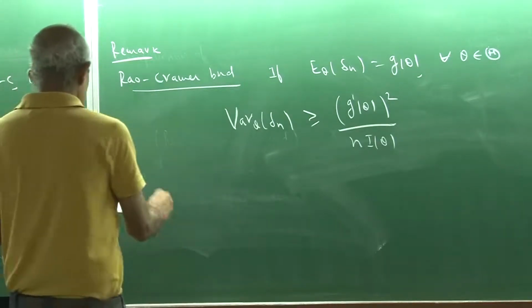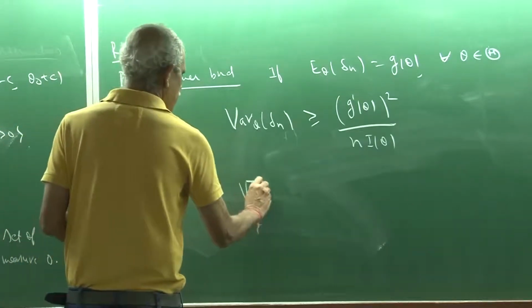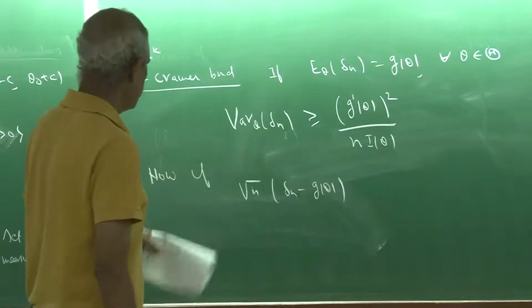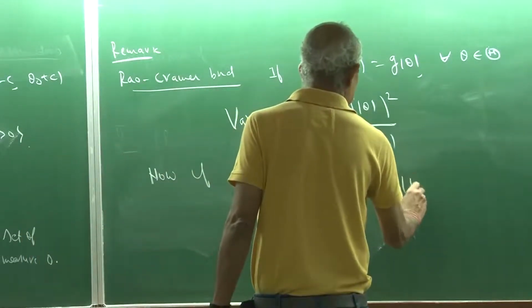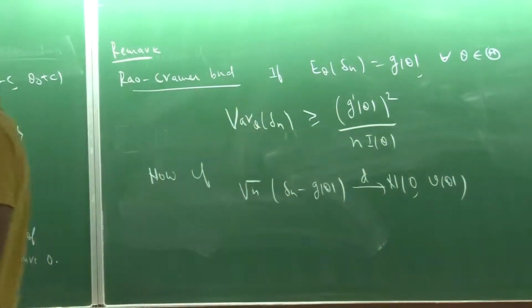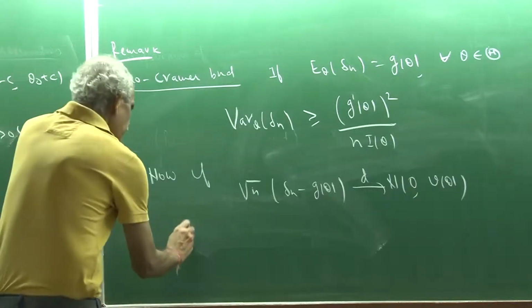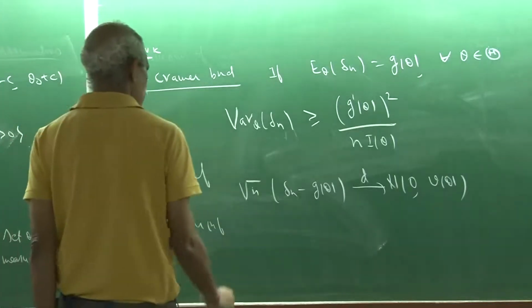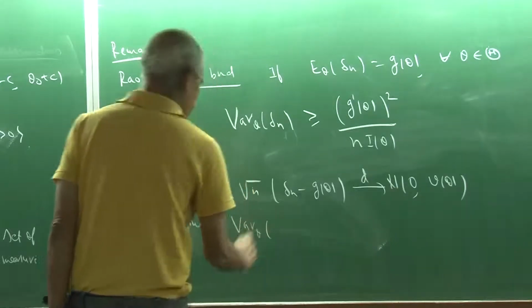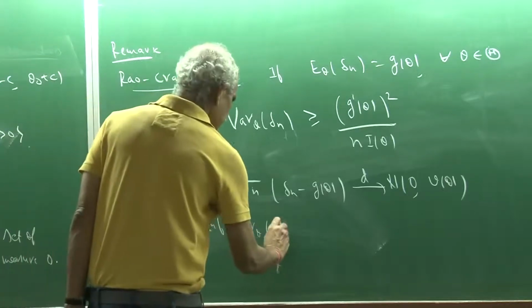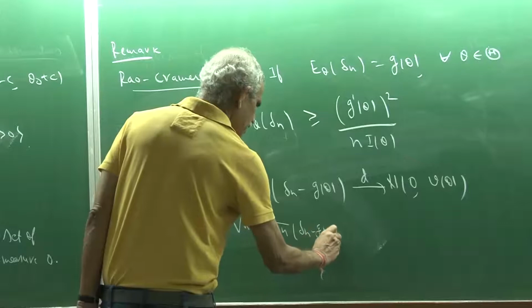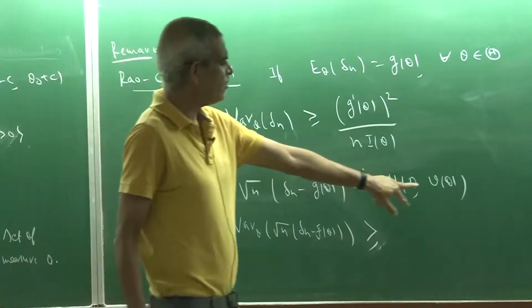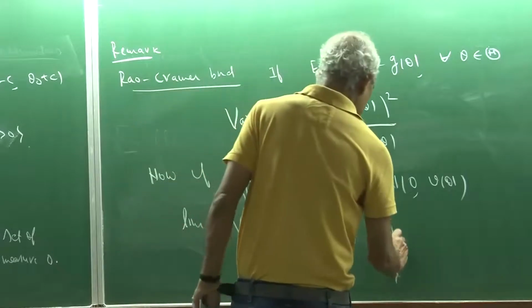Now if root n times delta n minus g theta goes in distribution to normal 0, v theta, then you know that the limit infimum of the variance of root n times delta n minus g theta would always be greater than or equal to g prime theta whole square by I theta. So the limiting risk is always greater than or equal to the asymptotic variance. So this will always be greater than or equal to v theta.